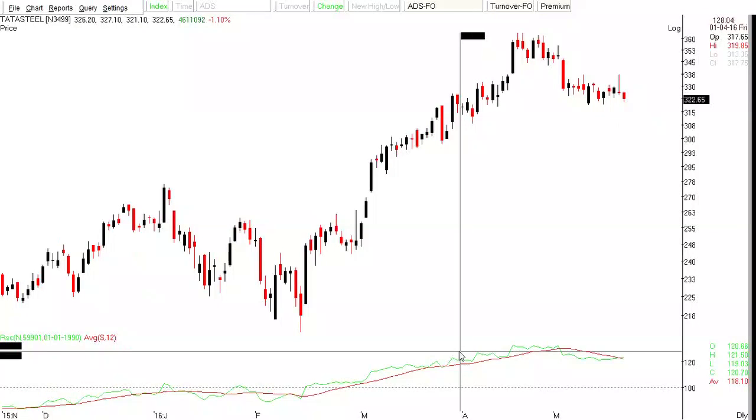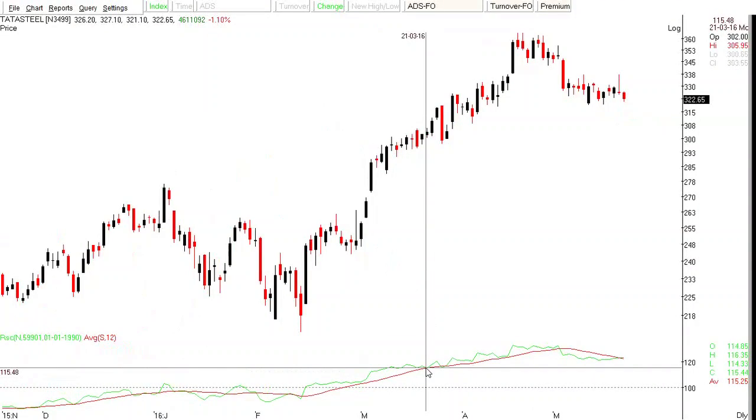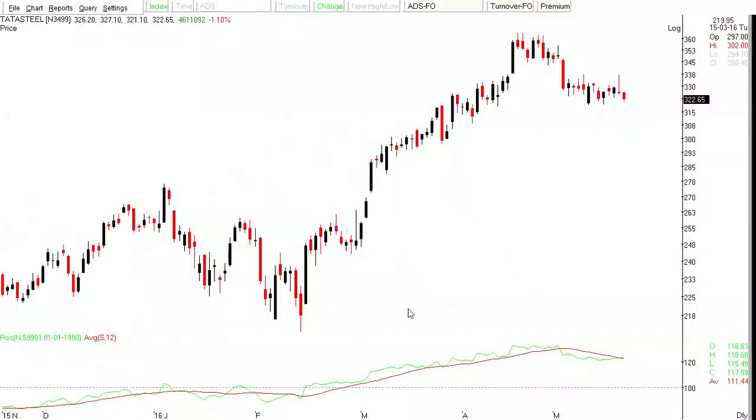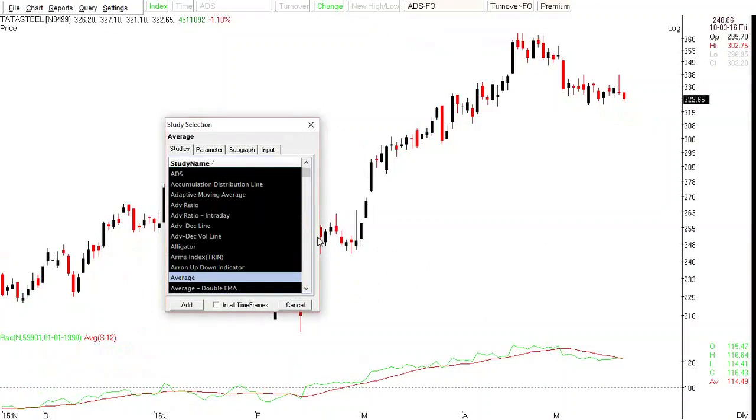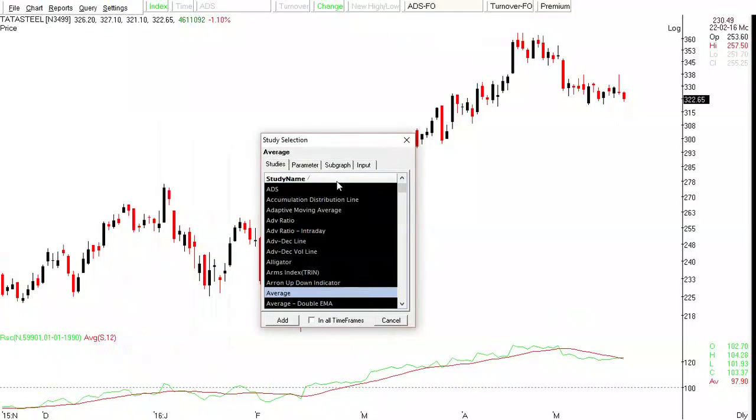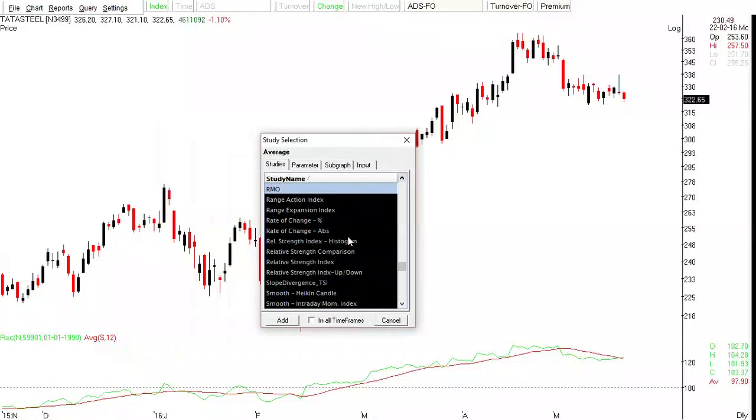So how do I visually figure out that exactly the slope is positive or negative, right? Visually, I would not like to do this. So what I would like to do is plot a rate of change. Now, this is where it gets a little interesting. So I go back to my indicator box, my toolbox, and I go to an indicator called rate of change. I want to know the rate of change.